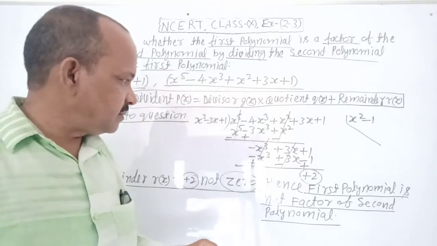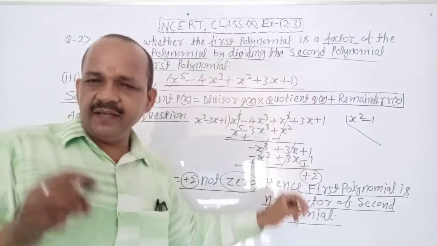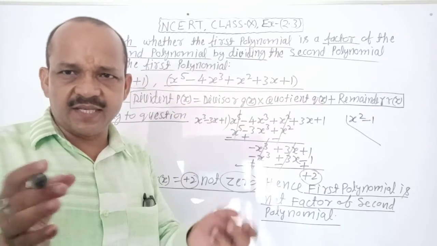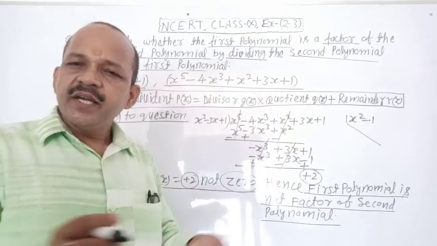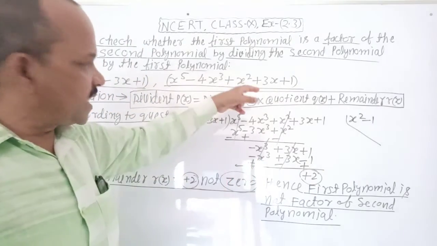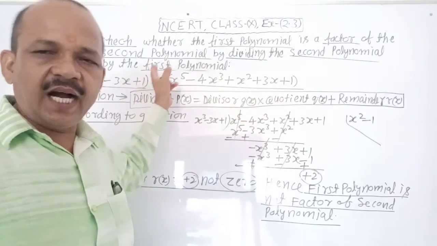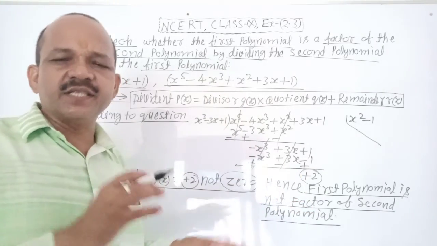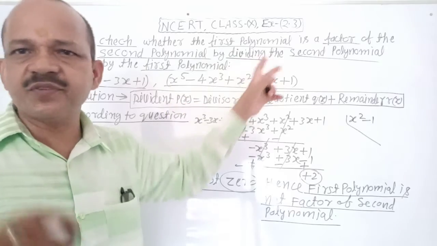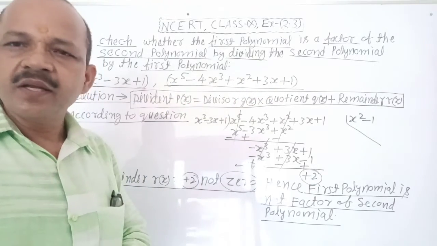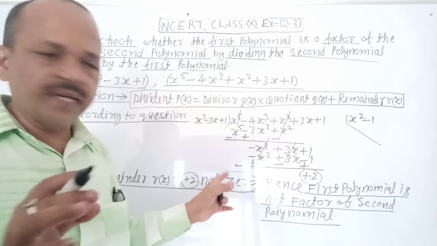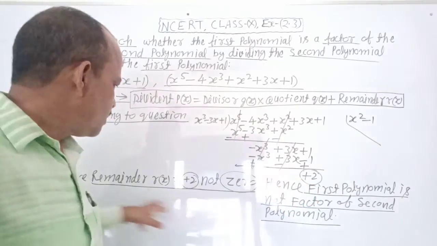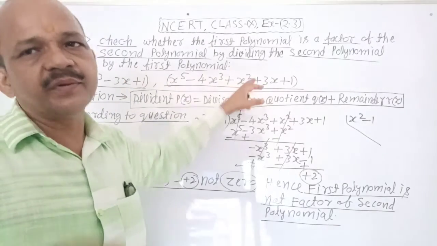If you find remainder 0, then you can say the first polynomial is a factor of the second polynomial, because you can divide the second polynomial by the first polynomial and find remainder 0. But here you do not find remainder 0, you find plus 2. Hence the first polynomial is not a factor of the second polynomial.